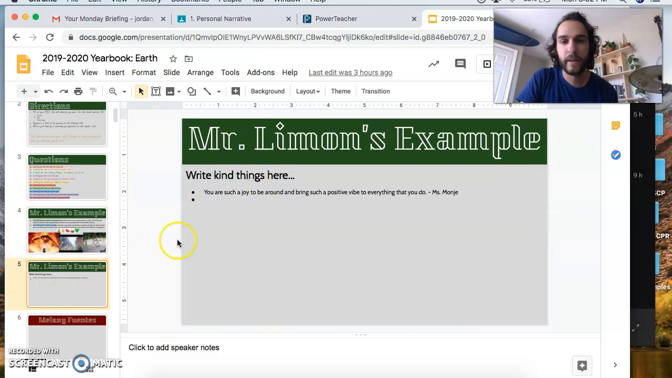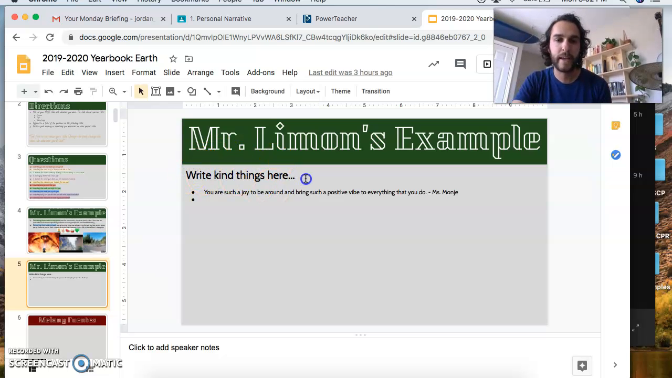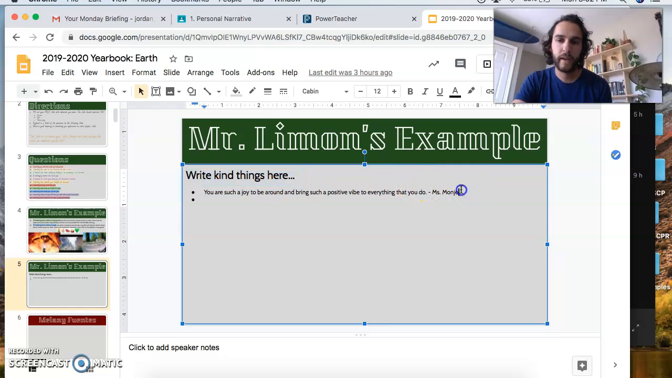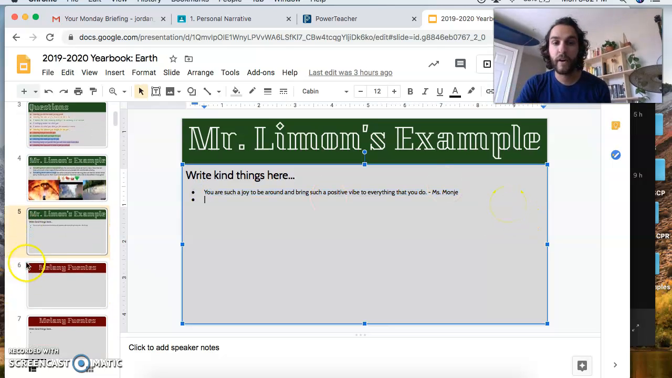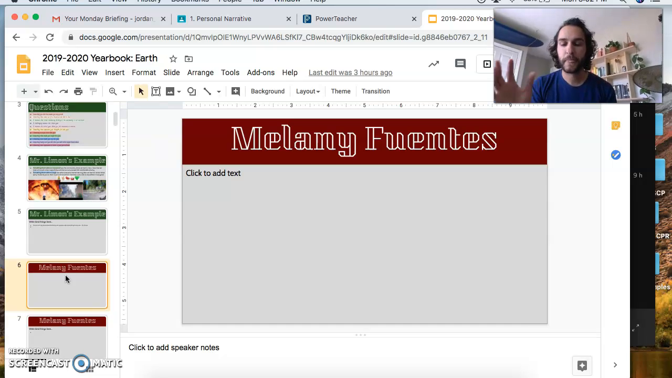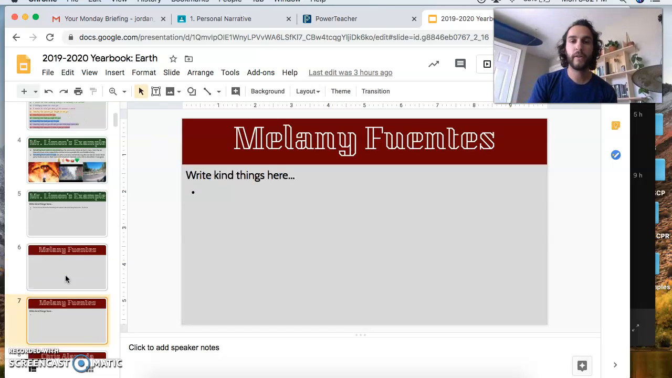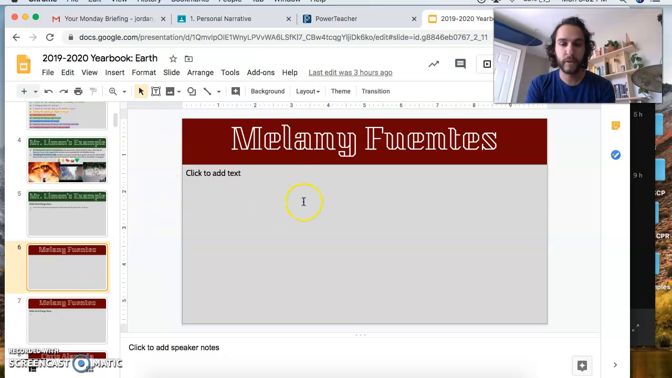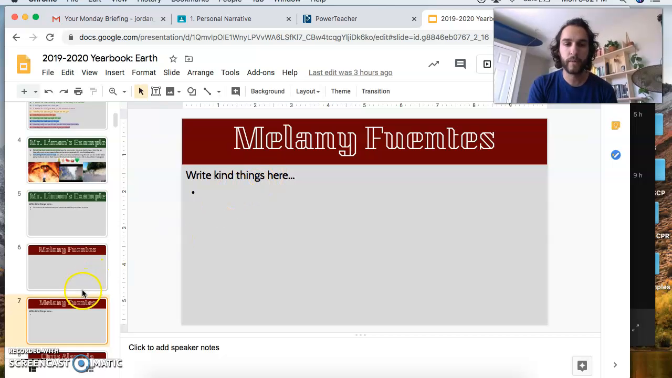The second one, each person has two slides here. That's where other people can write things about me. So the second slide says write kind things here. Miss Monhe was nice, and she wrote something this morning on the slide as an example. This is what I'm asking you to do, and I have already made slides for everyone, so you don't have your own slideshow. We're all sharing a slideshow here. We're going to start with Mel in Earth class. We have two slides. This first slide is what she edits. The second slide is where you all write things.